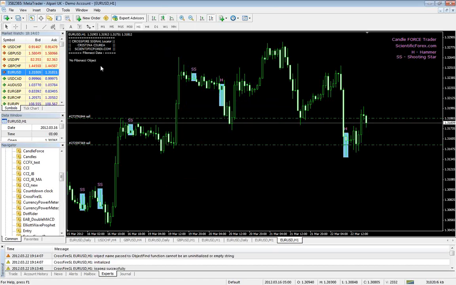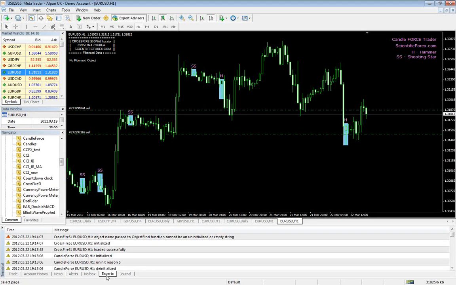As soon as you click OK, on the left side you will see some information. Just remember, for any indicators which you apply, in the experts folder you can find errors or whichever is not working for you. Like here, object name, object find cannot be initialized. So don't pay attention to this one. Usually if there is an error like DLLs are not allowed or something like this, these are the most important to check in here. But this one is because we don't have a Fibonacci in here.